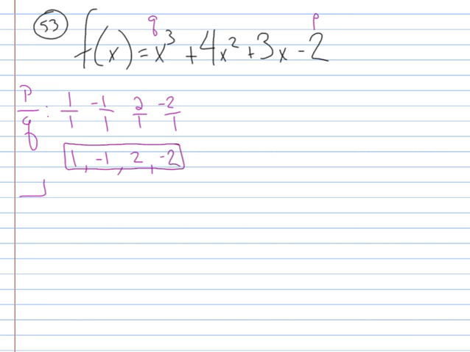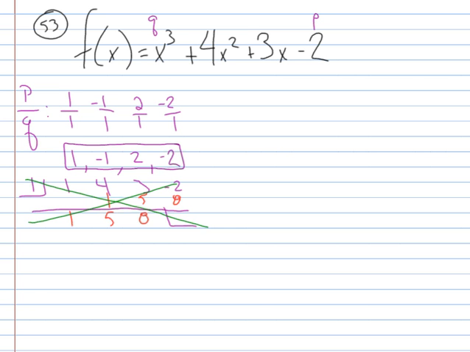Setting up my synthetic division, I'm going to start with 1. I put 1, 4, 3, negative 2. For this to be a solution, it needs to have a remainder of 0. If we do not have a remainder of 0, we'll cross it off and move to our next guess. I bring down my 1, and 1 times 1 is 1. 4 plus 1 is 5. 5 times 1 is 5. 5 plus 3 is 8. 8 times 1 is 8, and that does not give me a remainder of 0. So I'm going to put a big old fat X across that one and move to my next guess.